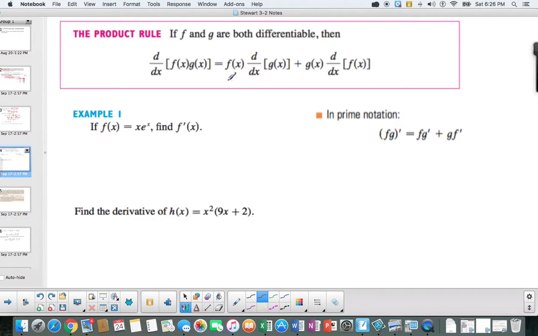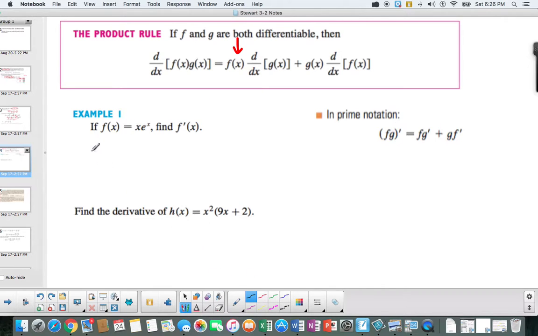Okay, so what does the formula say to do? The formula says when you have a product, you're going to take the function and times it by the derivative of the second function, and then take the second function and times it by the derivative of the first function. So let's go ahead and demonstrate.